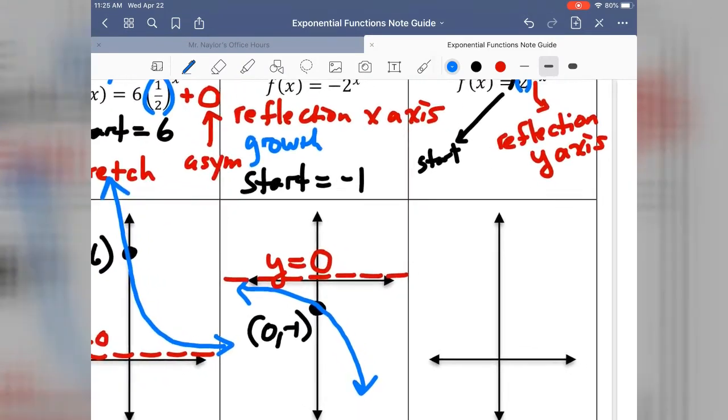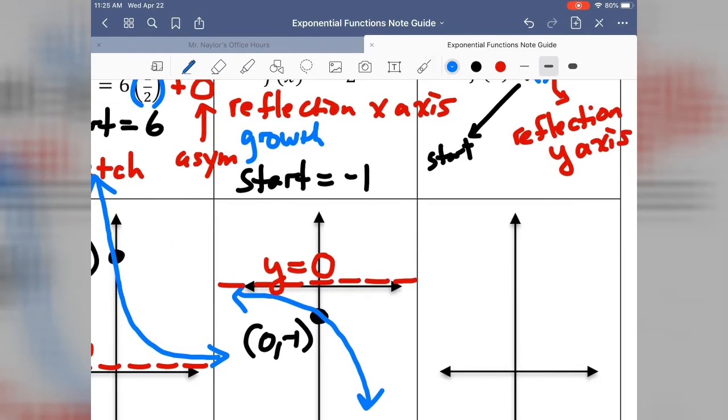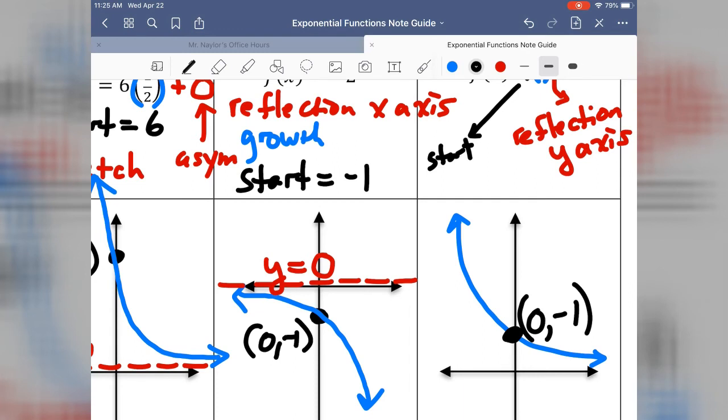So what is a reflected graph going to look like that was once growing? Well, it might be helpful to think about a graph that was once growing, and if you reflect it over the y-axis, you want to feel like it's kind of spinning on a swivel. That is, now the graph is going to be going in this direction. Wait a minute, this direction is a decay graph. So if you reflect the graph over the y-axis, it flips what was once growth to be decay.